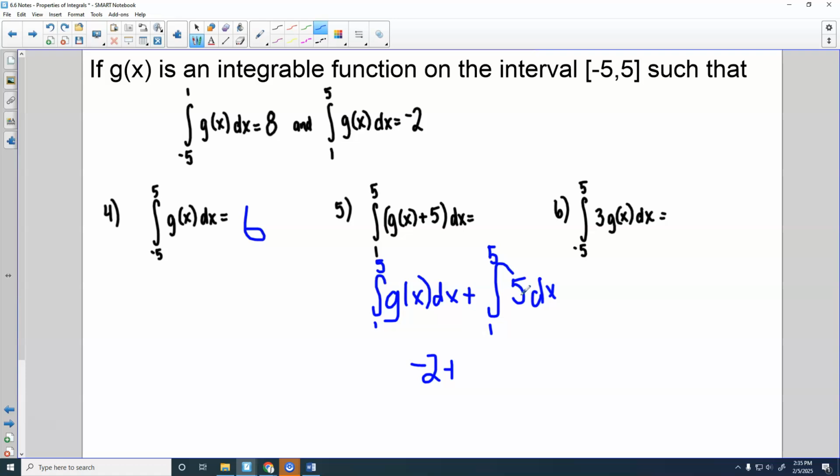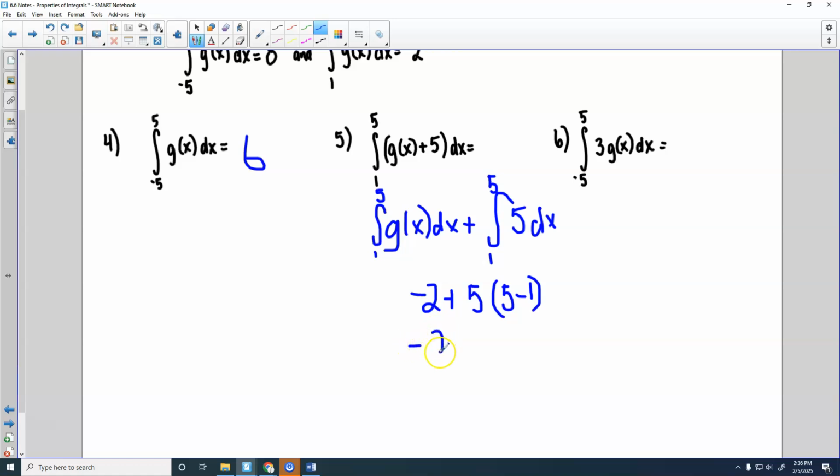You're close. It's not 25 though. It is 20. Why is it going to be 20? How do you get that? It started at 1 instead of 0. So you're doing 5, because that would be like the height of the rectangle, which is the horizontal line, times 5 minus 1. So you got -2 plus 20. And so we get 18 for that one.